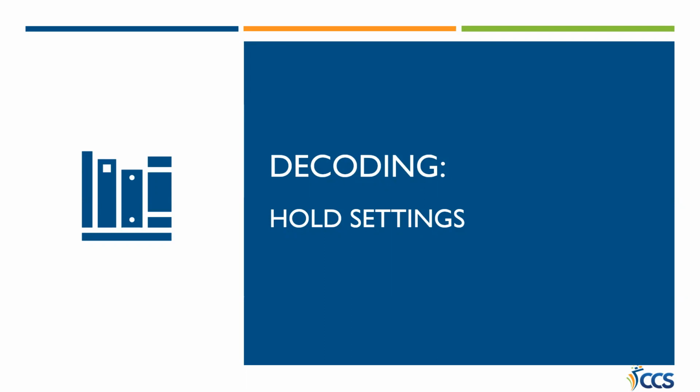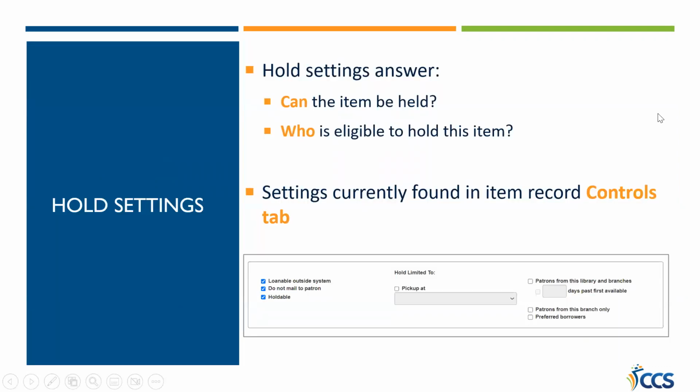The next group of settings I want to dive into relate to holds, and I'd say these are kind of my favorite settings. The item's hold behavior, and by this I mean, can it be held, and who is eligible for this item? This is all set in the item record's controls tab. So if you scroll down to the bottom of that tab, in the last section, you'll see this series of checkbox settings here.